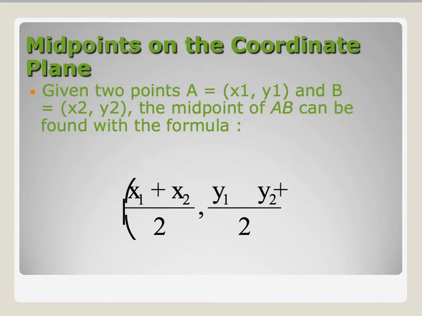Okay, let's try another one. It looks like this formula is a little bit off. The plus sign goes there. Okay, so to find midpoints on the coordinate plane, when we're graphing, we have 2 points, x1, y1, x2, y2, and we want the midpoint of that segment. Well, the way we do this is we find the average x and the average y. So we add our 2 x values together and divide by 2. We add our 2 y values together and divide by 2.